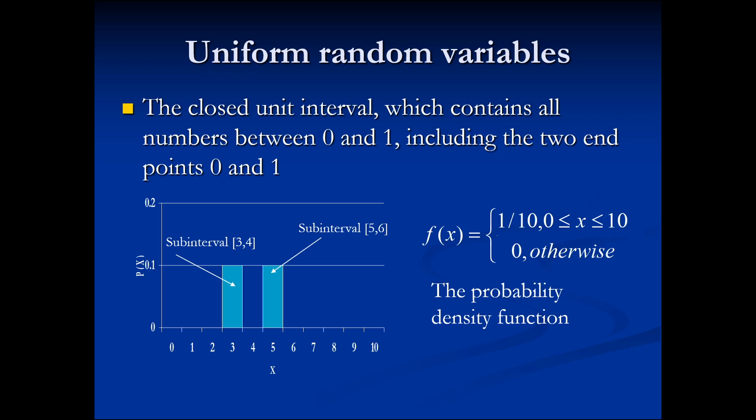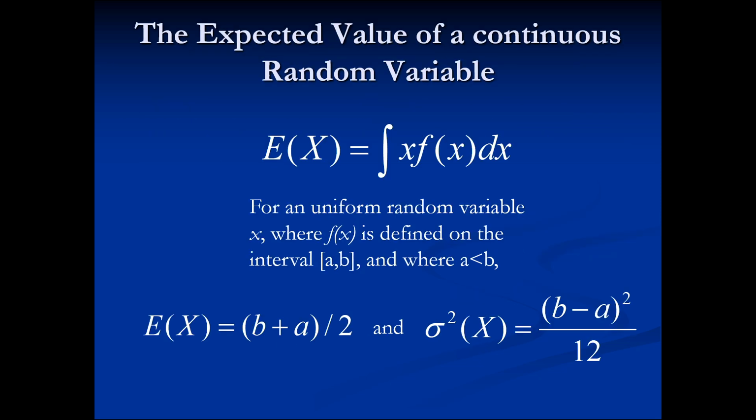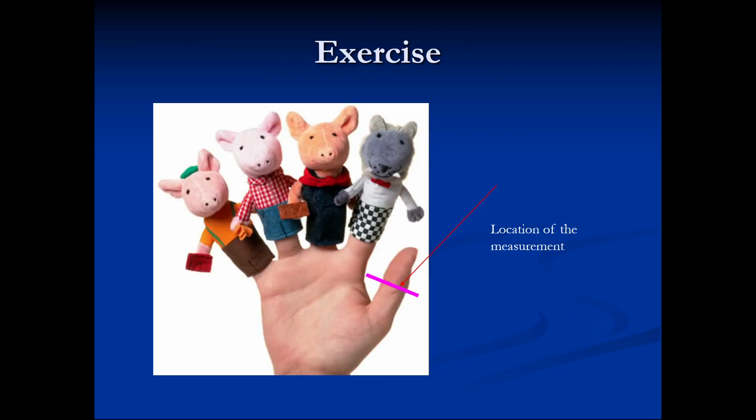This is a closed interval 0, 1. We have to consider the values from 0 to 10. We consider f of x as 1 by 10, otherwise 0. Otherwise, if the value increases beyond 10, the probability value should be 0. That is a closed unit interval which contains all members between 0 and 1, including the two end points 0 and 1. The expected value E of X equals the integral of x into f of x dx. That formula is (b plus a) divided by 2, and sigma square of X is (b minus a) whole square divided by 12. Thank you.